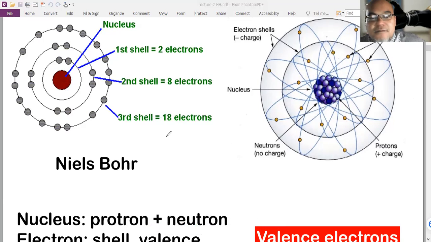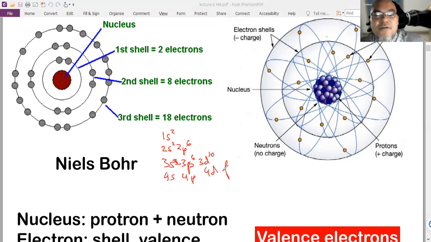using the s, p, d notation, the first shell will be 1s2, that's maximum 2. The second shell can contain 2s2, then 2p6, up to 8 electrons. The third shell can contain 3s2, 3p6, and 3d10, which makes 18 electrons. So 2 plus 6 is 8, and this is up to 10 electrons. And so forth, with 4s, 4p, 4d, 4f.